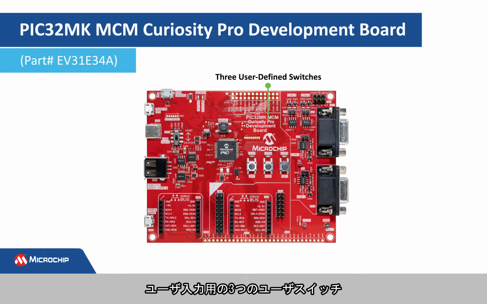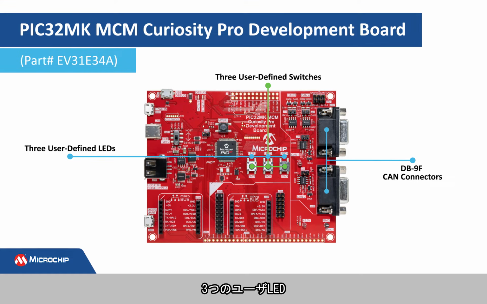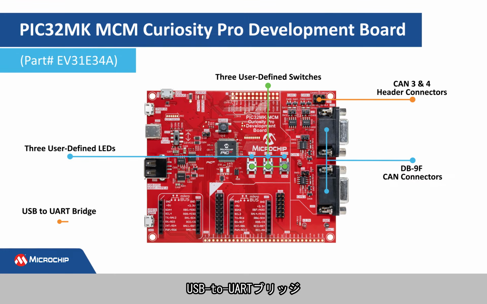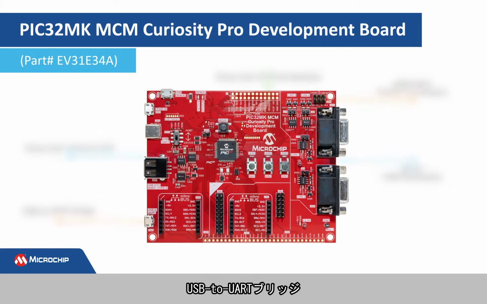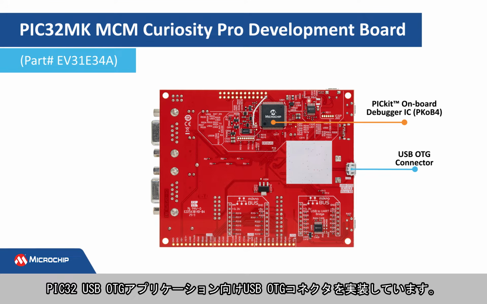There are 3 user switches helpful in reading user inputs, 2 DB9 CAN connectors, 3 user-defined LEDs, CAN 3 and 4 header connectors, and a USB to UART bridge. The bottom assembly of the PIC32MK MCM Curiosity Pro includes an onboard debugger for programming and debugging, and a USB OTG connector for PIC32 USB OTG applications.